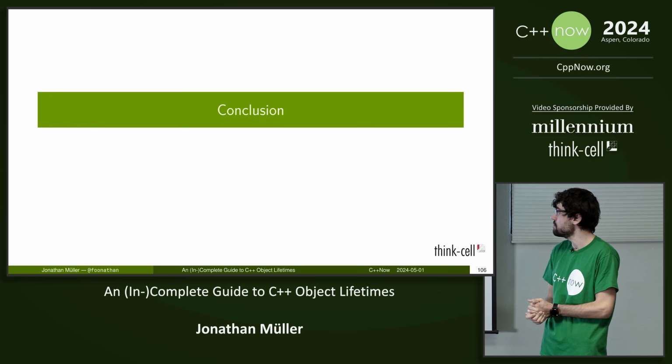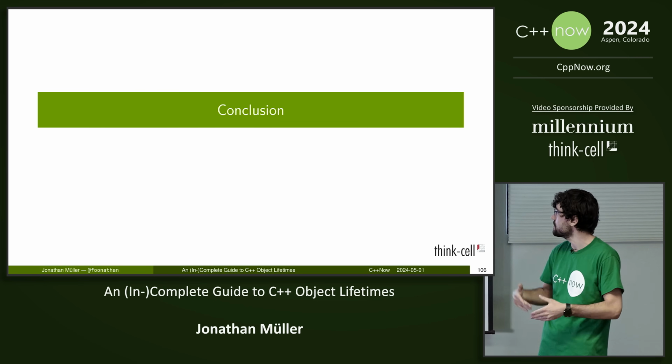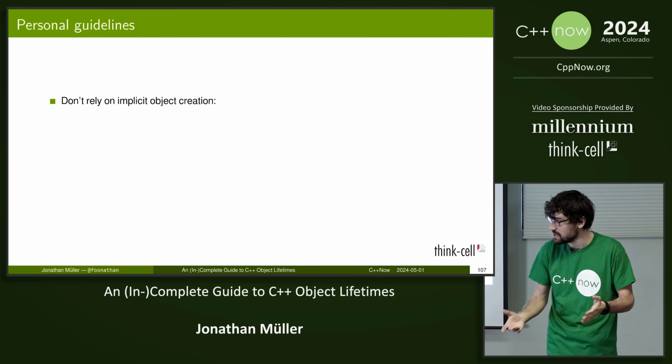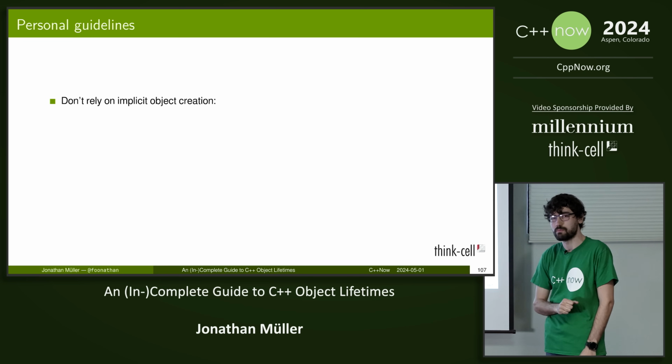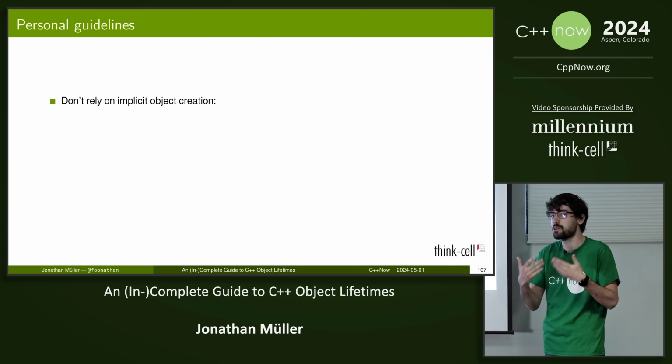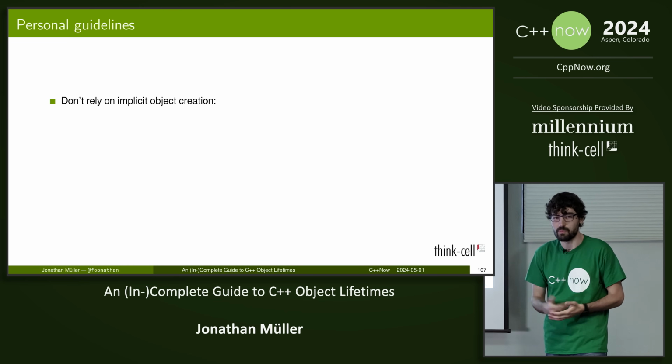So with that, I've covered everything I wanted to cover in the incomplete guide to object lifetime. I will end with some personal guidelines. Don't rely on implicit object creation. It's really an escape hatch to make C-like code work. It's much nicer if you explicitly call start_lifetime_as, right? It makes it more obvious what's going on.